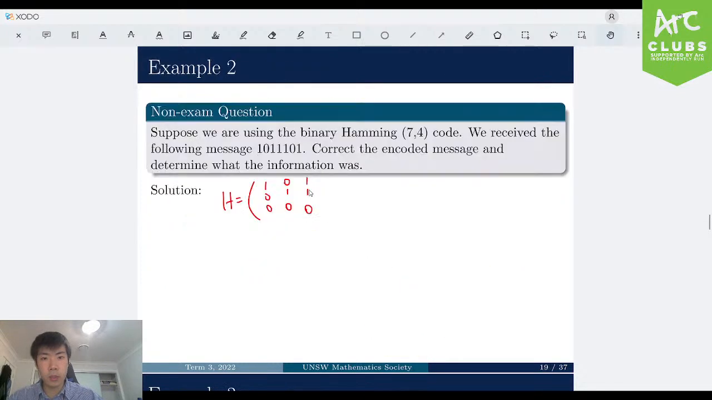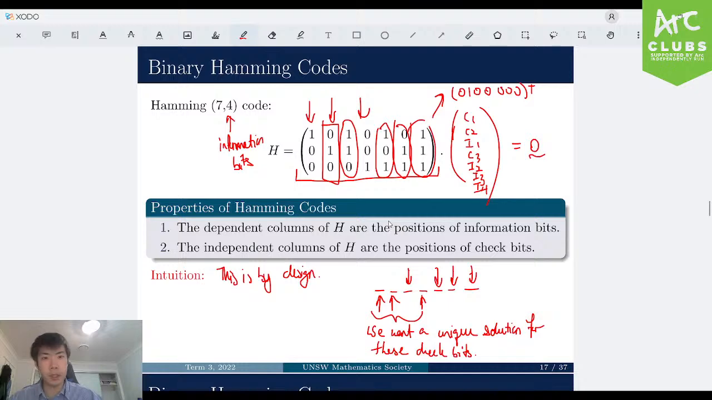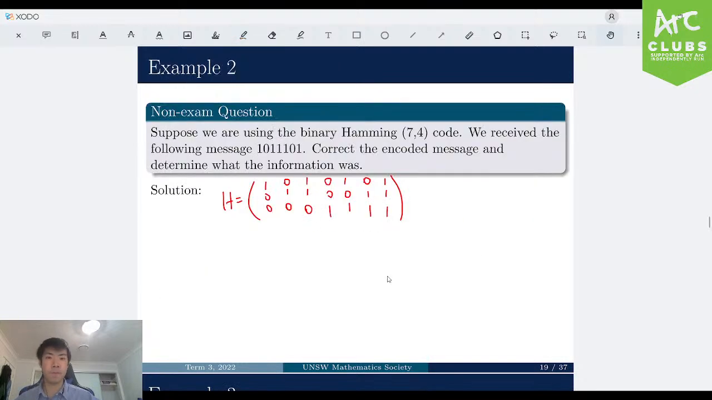0, 0, 1, 1, 0, 1. It should end up 5 to get the 6. You go this, then 7. Okay. Yep, that's correct. So this is our H matrix, and we want to correct the encoded message here. Okay. What do we do?